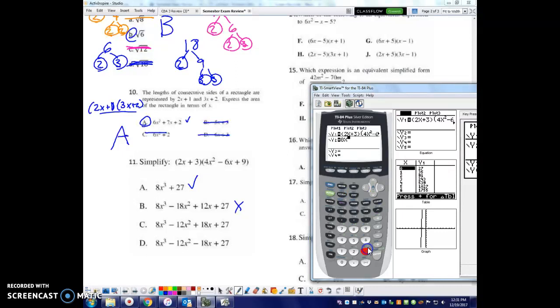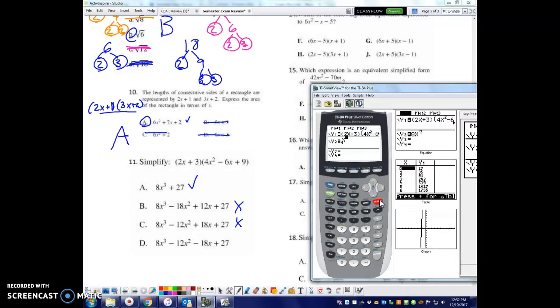8x to the third minus 12x squared plus 18x plus 27. Go to the table. Do they look the same? No. Last one. 8x to the third minus 12x squared minus 18x plus 27.